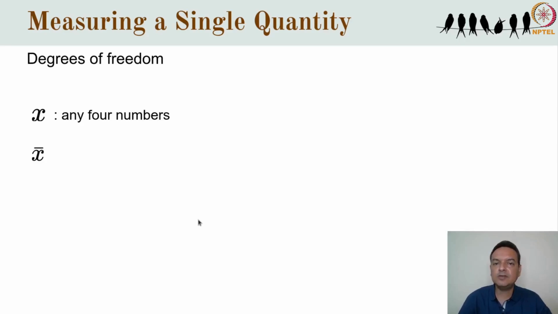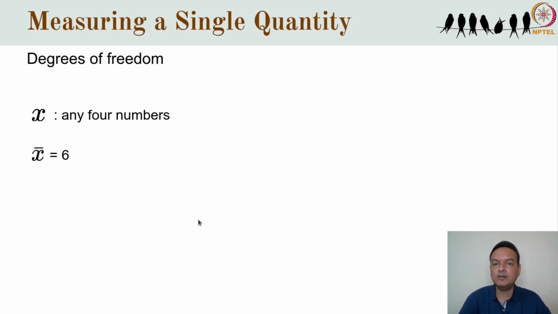Suppose I tell you that I have a series of 4 numbers. Without any more information, you're free to imagine absolutely any 4 numbers. And we say that the degrees of freedom in this case is 4. Now imagine that I also tell you that the mean of these 4 numbers is 6. Now a constraint has been added, which means that you can't imagine absolutely any 4 numbers anymore.